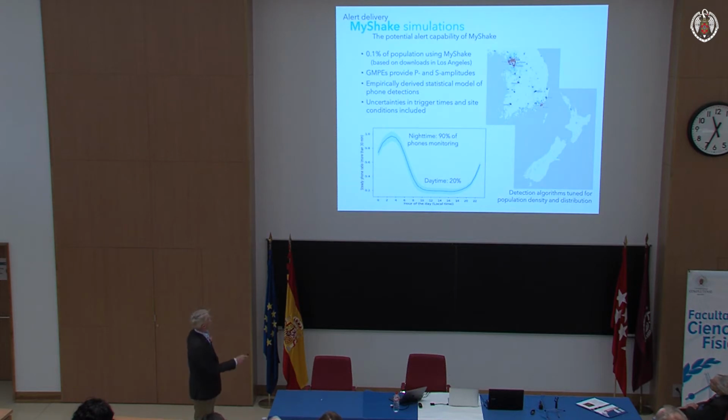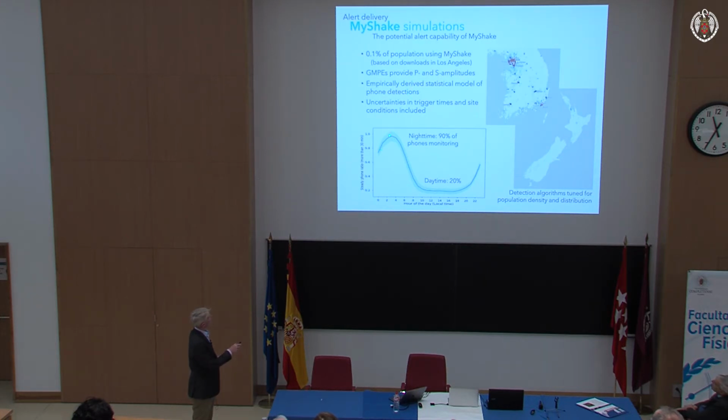And we think that's reasonable because it turns out that 0.1% of the population of Los Angeles has put MyShake on their phone. So that's a reasonable estimate. We use ground motion prediction equations to estimate the P wave and the S wave amplitudes, and we use those compared with observations of what triggers MyShake phones to build a probabilistic model that any individual phone then triggers based on the amplitudes. We have an empirically derived statistical model of phone detections.